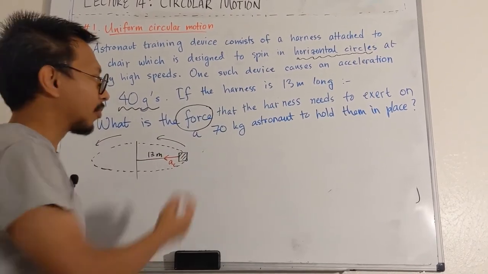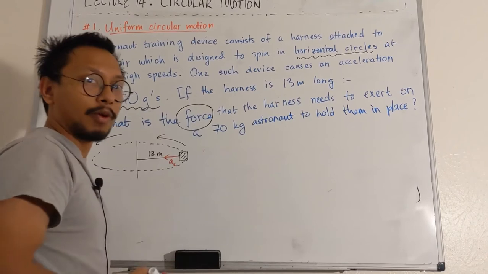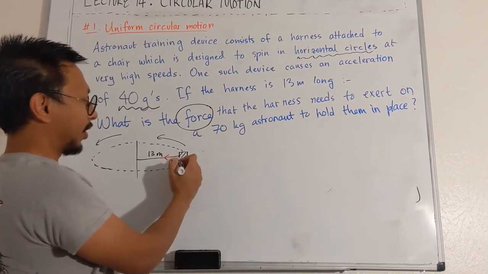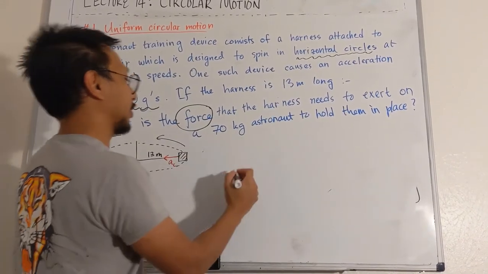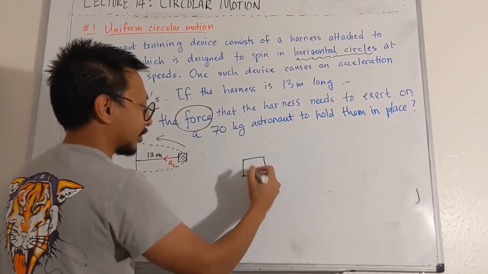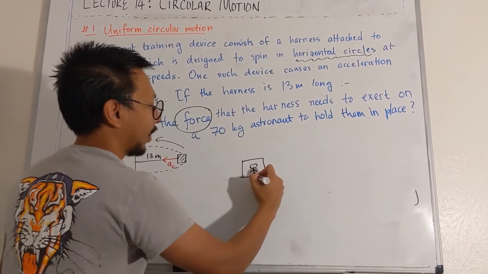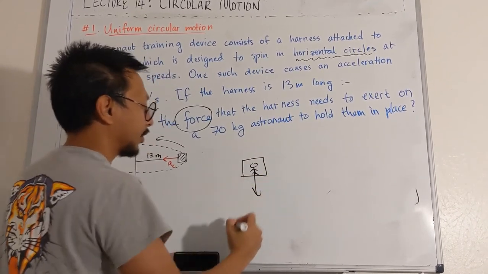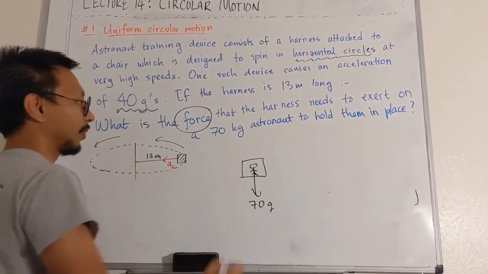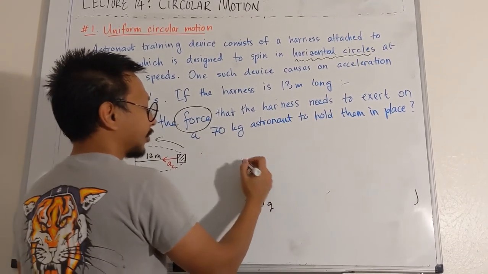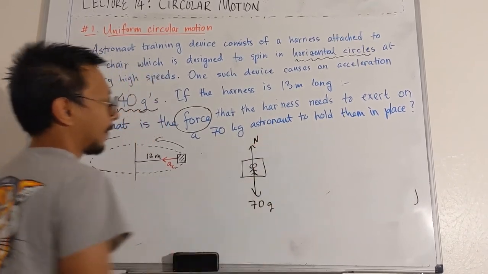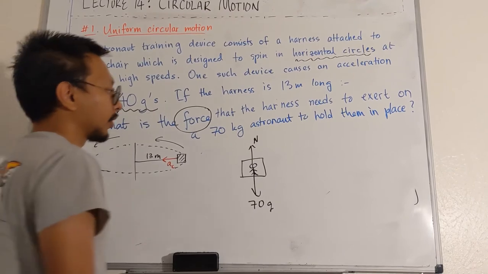Well, let's draw a free body diagram. Whenever you see the word force, draw a free body diagram. For me, I would draw a free body diagram just for the fun of it. So we draw the free body diagram for this chair. Let's say this is the chair, and an astronaut sits on it. This has mass 70 kilograms, so it will have weight of 70 times g. And then, since the astronaut is sitting on the chair, it exerts a normal reaction force called N that we know by now.